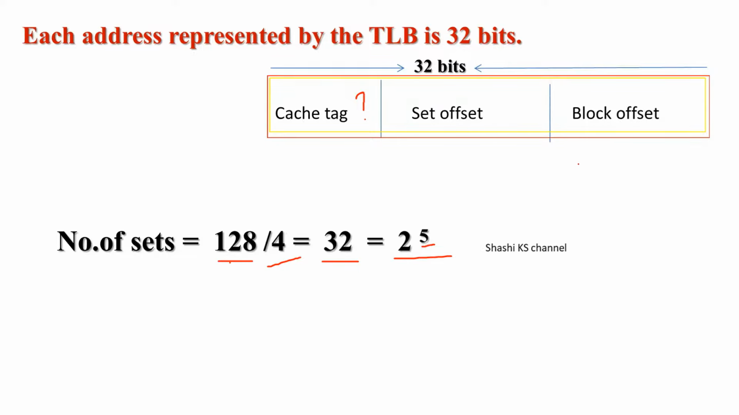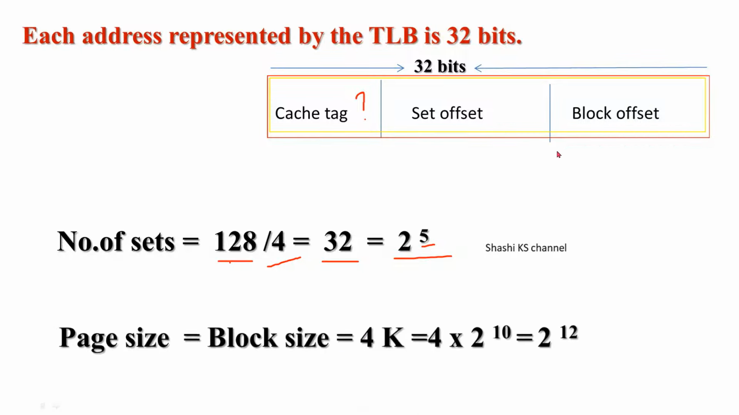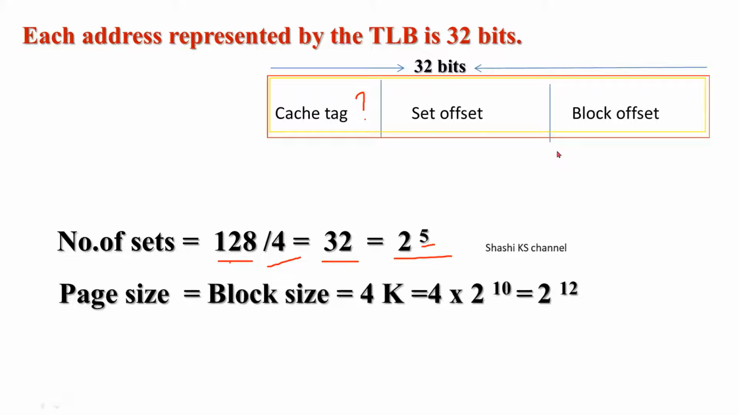The next one is the block offset. They have given the page size as 4K. So page size is equivalent to block size in the translation look aside buffer. 1K is equal to 2 power 10, that is 1024. So 4K is 4 into 2 power 10, which is 2 power 12. So the number of bits in the block offset is 12 bits.